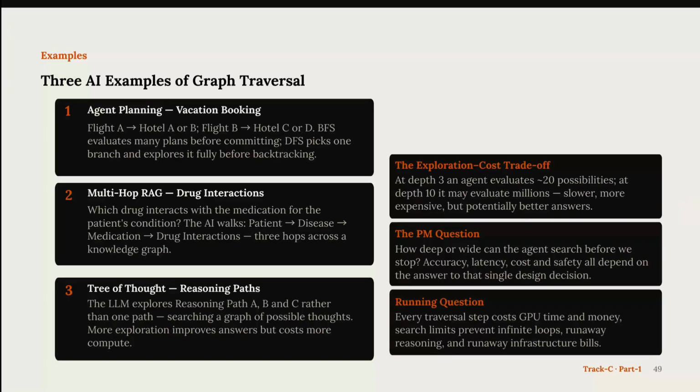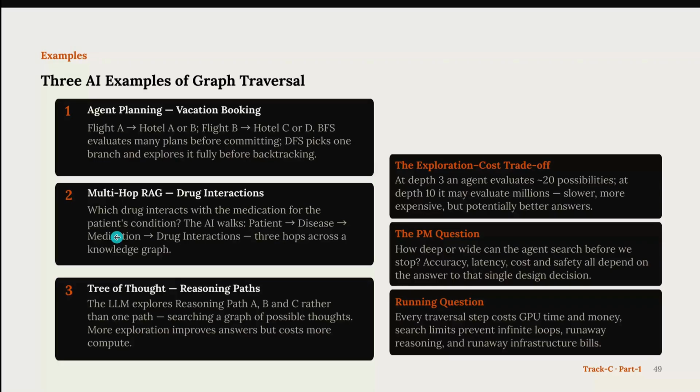Second, multi-hop retrieval augmented generation systems, where you're trying to understand drug interactions. You're trying to understand how a drug will interact with various components. It could be patients, it could be diseases, or any of that sort. Which drugs interact with the medication for the patient's condition? The AI has to walk through: who is the patient, what's the disease he has, what's the medication given, how will these drugs interact with each other. So that's three hops across a knowledge graph. That's how RAGs use the graph traversal system.